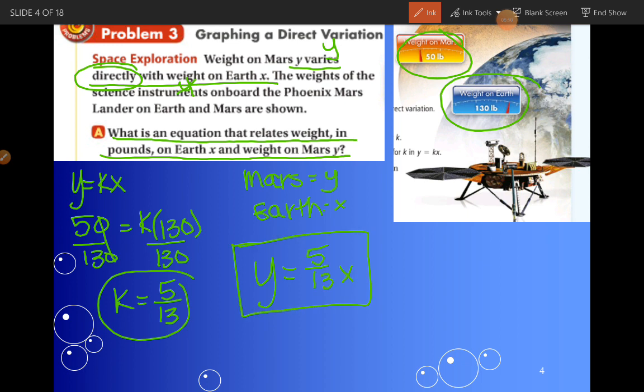So what do we just solve for? Basically I can plug in a weight. So let's say, I don't know, my dog weighs 40 pounds. So I can plug in 40 for x.